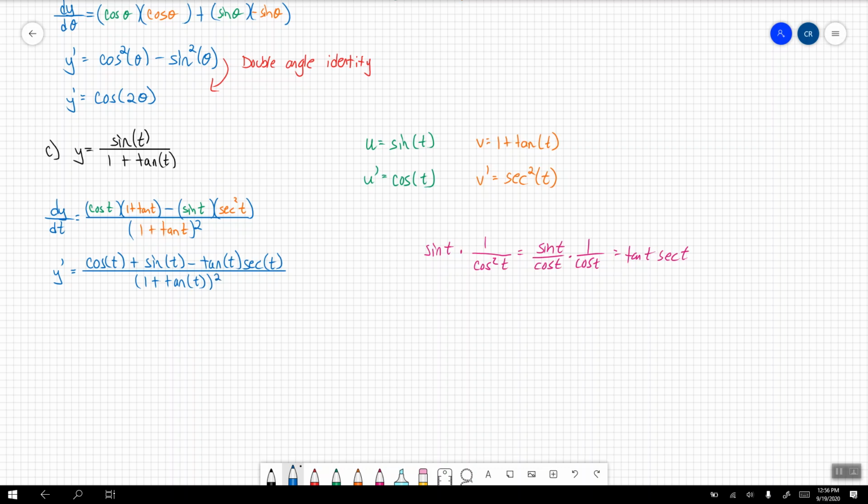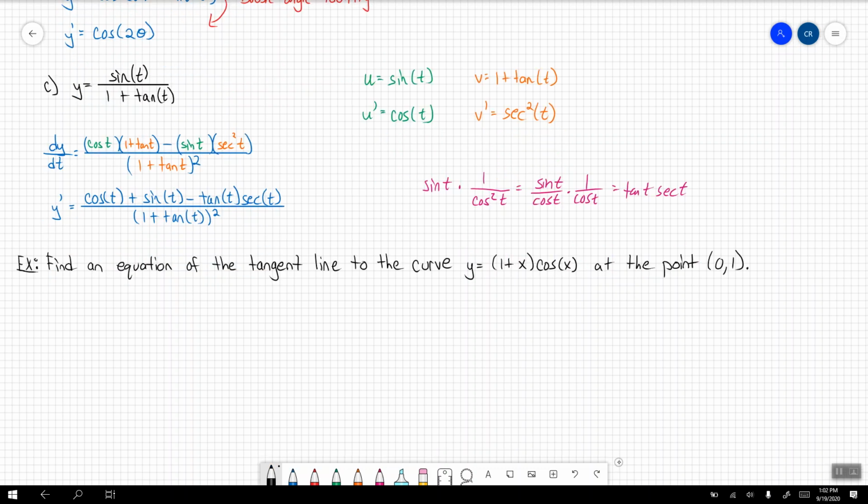There we are. And we can't simplify anymore, so at this point in time, we're done taking that derivative. We can't combine any like terms, we can't simplify any more trigonometric functions, which means that's pretty much it. Great. So let's keep going and let's try to find some equations for tangent lines now when we're working with these different trigonometric functions.